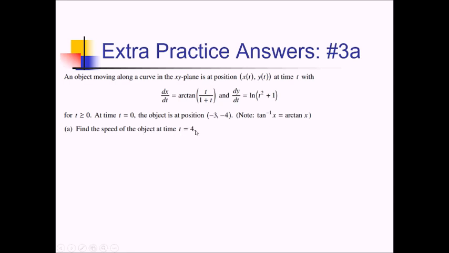So basically for speed we need to take the square root of the sum of the squared derivatives at time 4. So that's going to be the square root of x prime of 4 squared plus y prime of 4 squared. Now the good news is they already gave us the functions x prime and y prime. That's these two functions right here. So we can just plug this whole thing into the calculator.